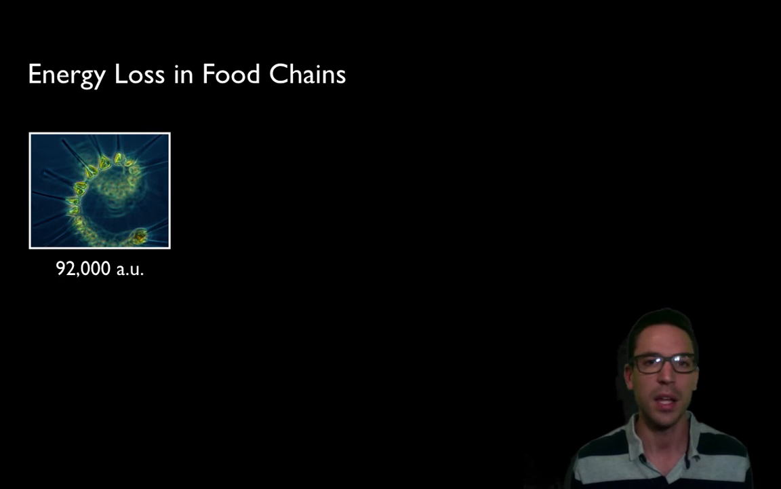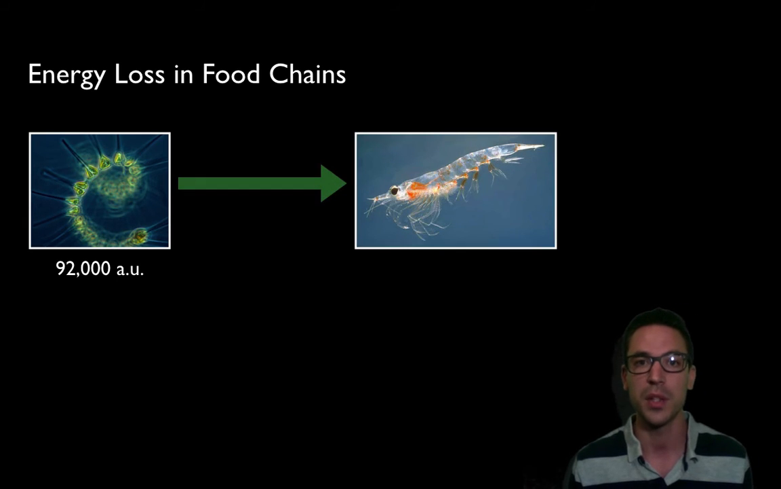So let's say that, hypothetically, our phytoplankton here is starting with an NPP, or net primary production, of 92,000 arbitrary units. Now that energy is going to transfer to our next trophic level, let's say the zooplankton here, our primary consumer. Now, is it going to also have 92,000 units of energy as well? You might be familiar with the answer to that question: no. Well, why not? Let's take a look at some of the reasons why energy is lost along food chains.